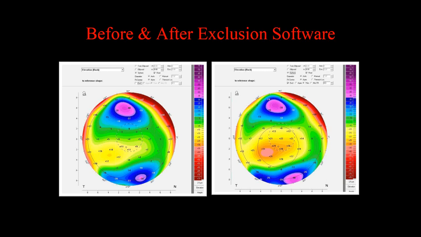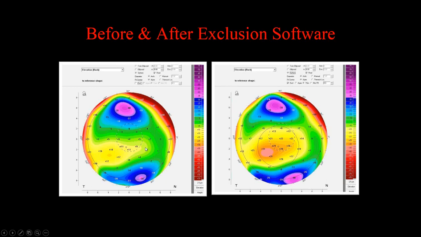And here's an example. So let me explain what all these circles are. We're only showing a 9mm zone, so this is a 9mm optical zone. This is the 8mm. This is how we normally compute the best fit sphere.